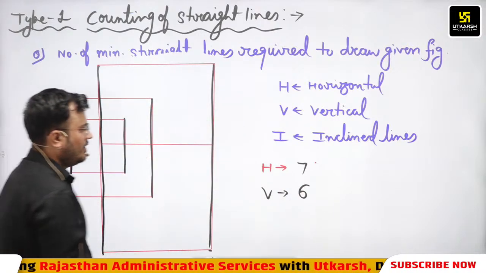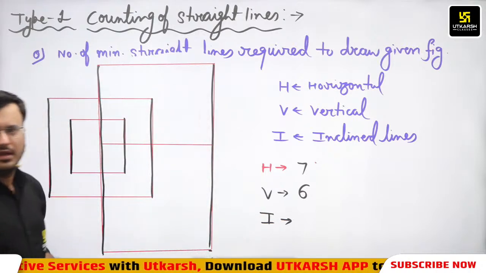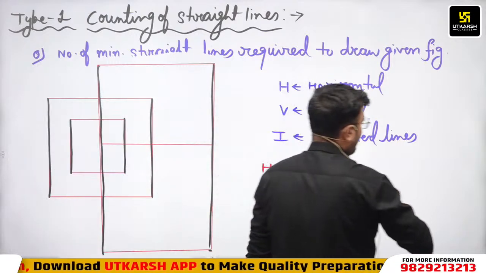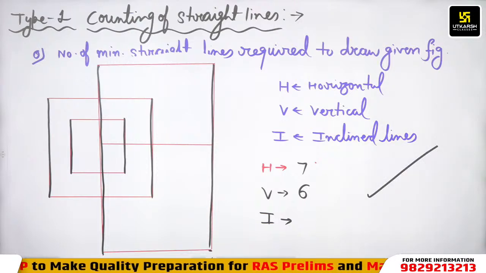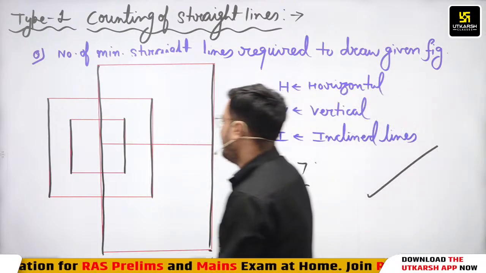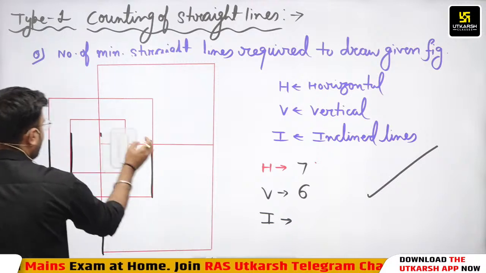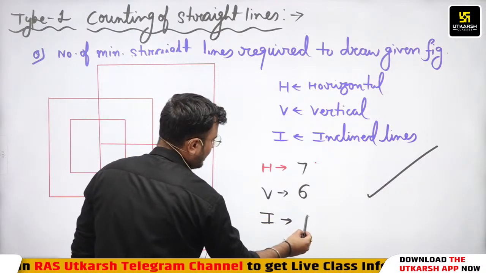Now if we consider the inclined lines, in this figure there are no inclined lines. Inclined line means if we are drawing a line at some angle which is not equal to 0 or 90 degrees, that will be considered an inclined line. So we can say in this figure there are only vertical and horizontal lines: 7 horizontal, 6 vertical, and inclined is 0.